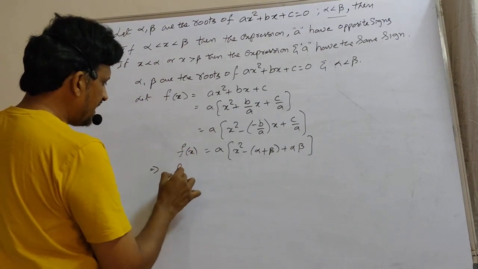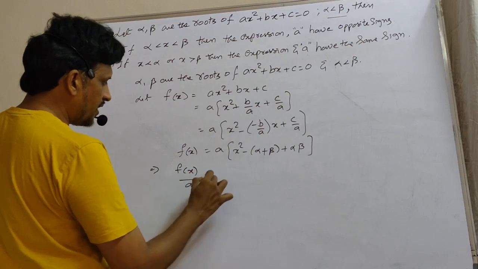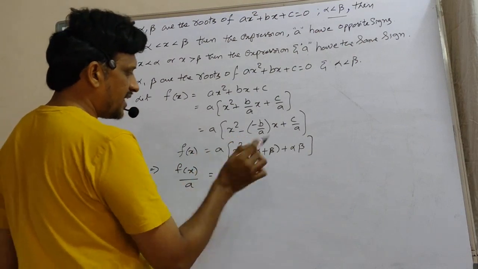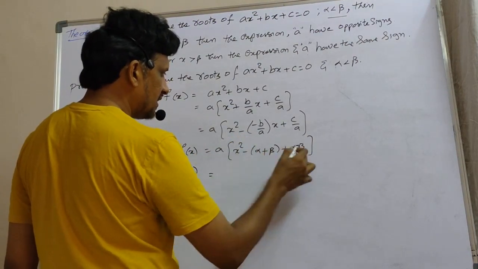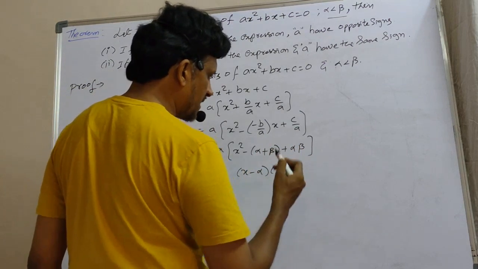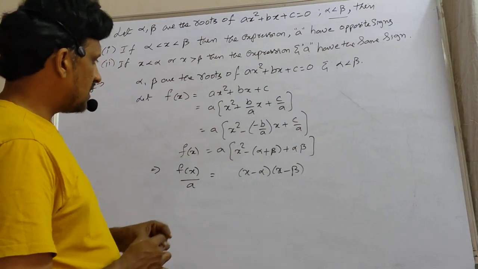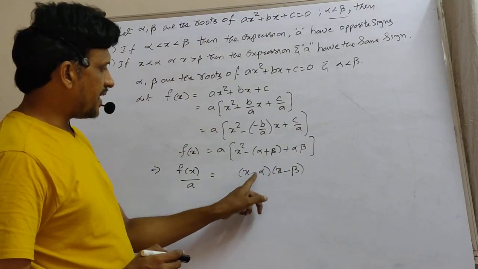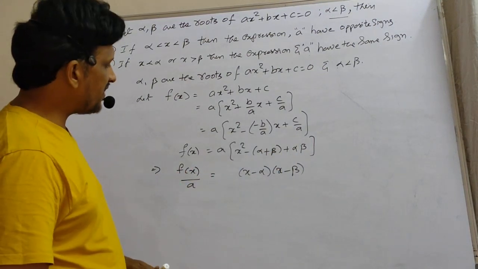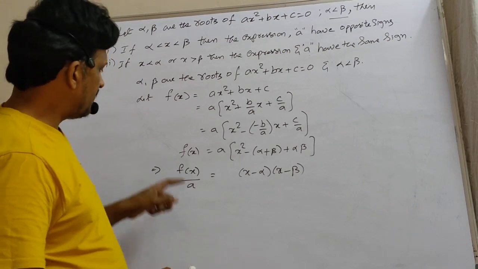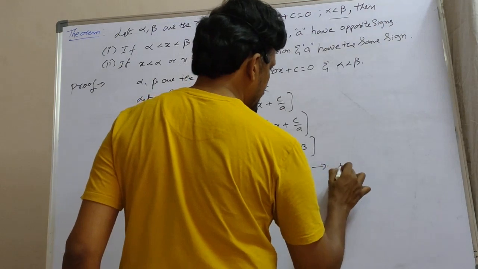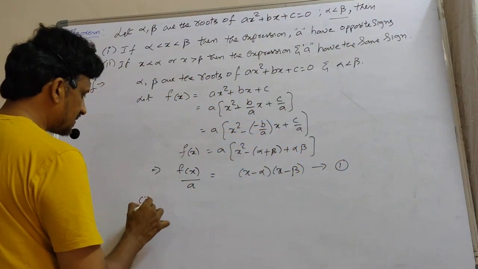So you can write this f of x by a, if you divide on either side by a, these two a and a get cancelled. This one you can write as the product of two linear factors like this, x minus alpha into x minus beta. Just observe this one: this is x square minus alpha x minus beta x plus alpha beta. So you can write this as the product of x minus alpha and x minus beta, which is equal to f of x by a. Suppose this is equation number 1.